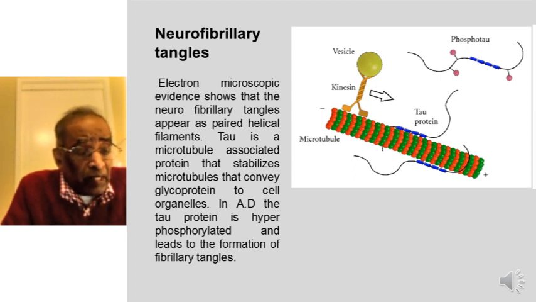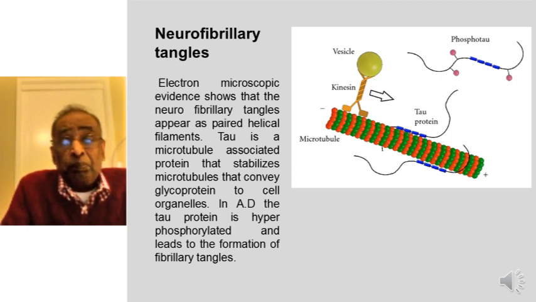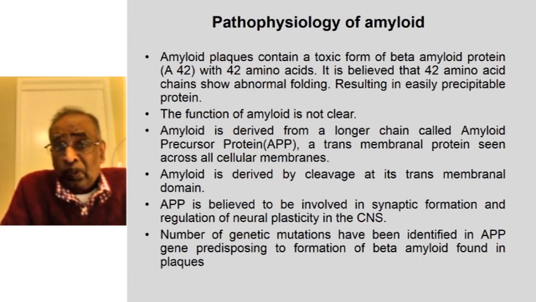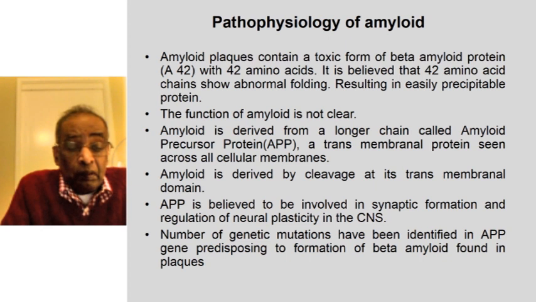Tau is a microtubule associated protein that stabilizes the microtubules that convey glycoprotein to cell organs. In AD, or Alzheimer's disease, this protein is hyperphosphorylated, as shown in the earlier slide, and leads to the formation of fibrillary tangles. Amyloid plaques contain a toxic form of beta amyloid, beta amyloid 42 with 42 amino acids.